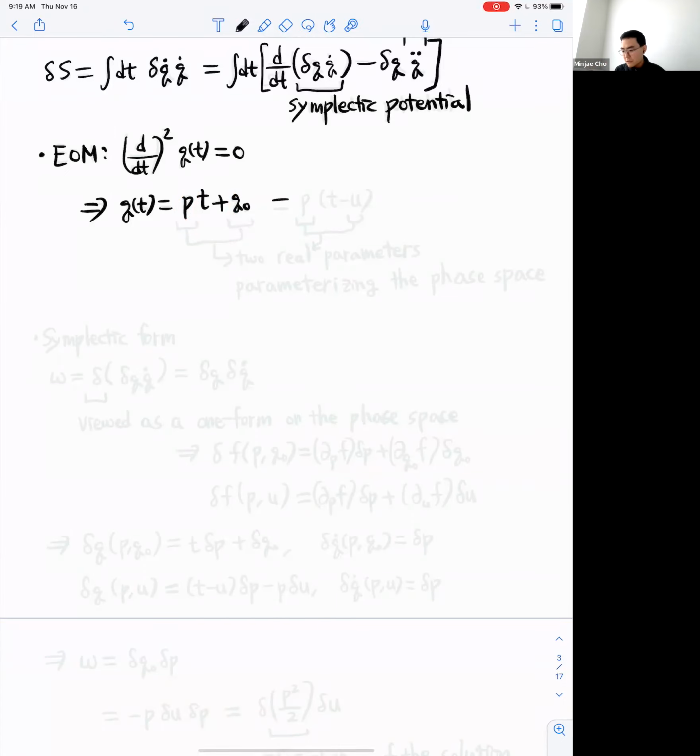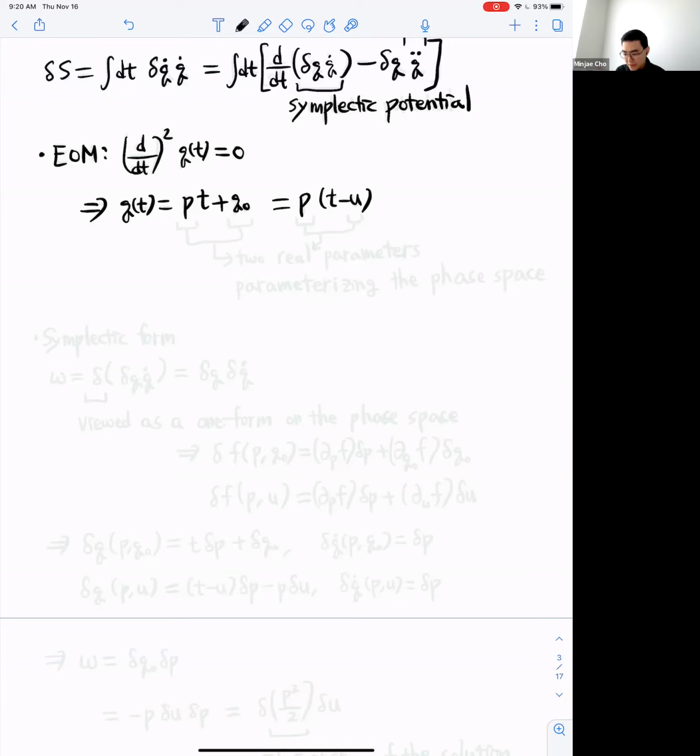And we can parameterize it in another way. For example, we can write it like this. And what is manifest here is the notion of U, which is saying that solutions related by different values of U are related to each other by time translation.